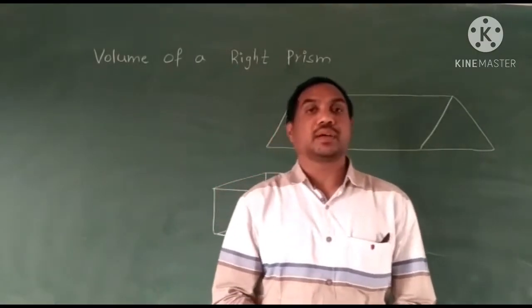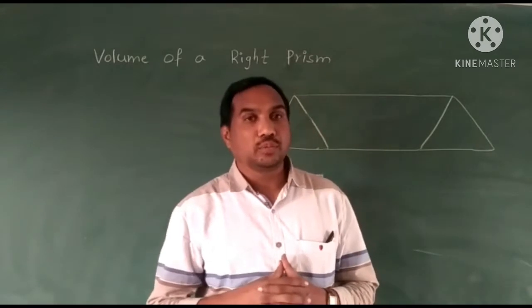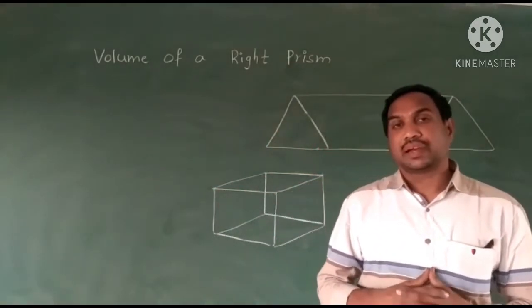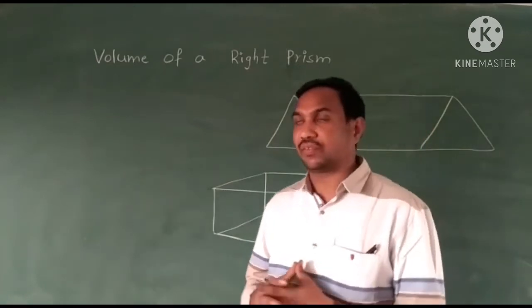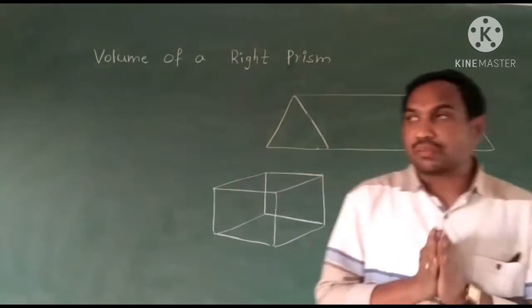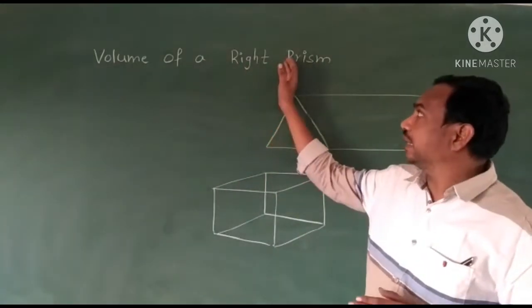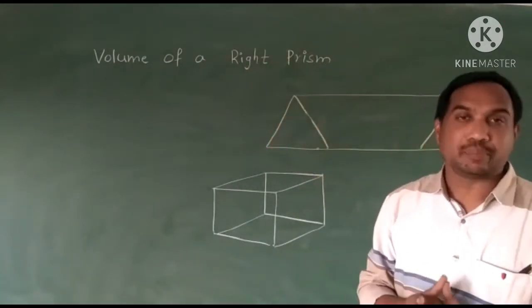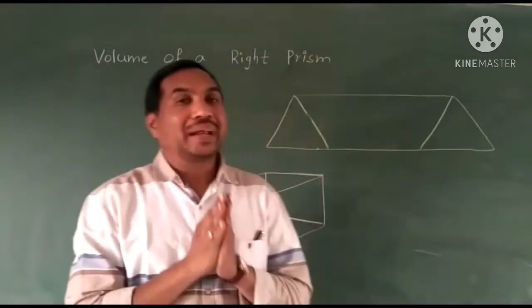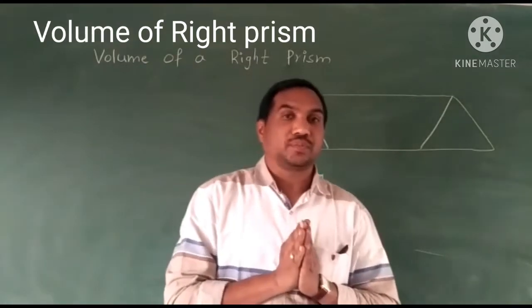Earlier we discussed the volume of a cube and cuboid, and the lateral surface area and total surface area of a cube and cuboid. Now I will once again repeat the volume of a right prism. What is the meaning of a right prism? The cube and cuboid are right prisms.